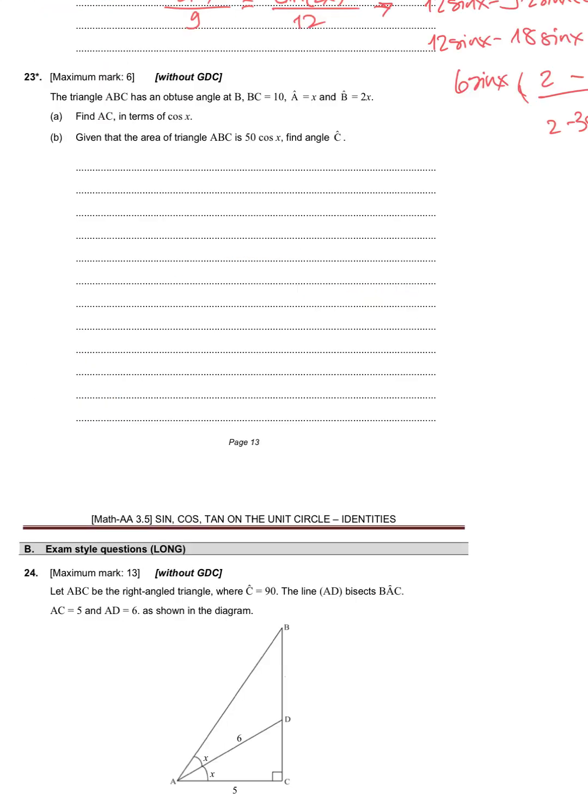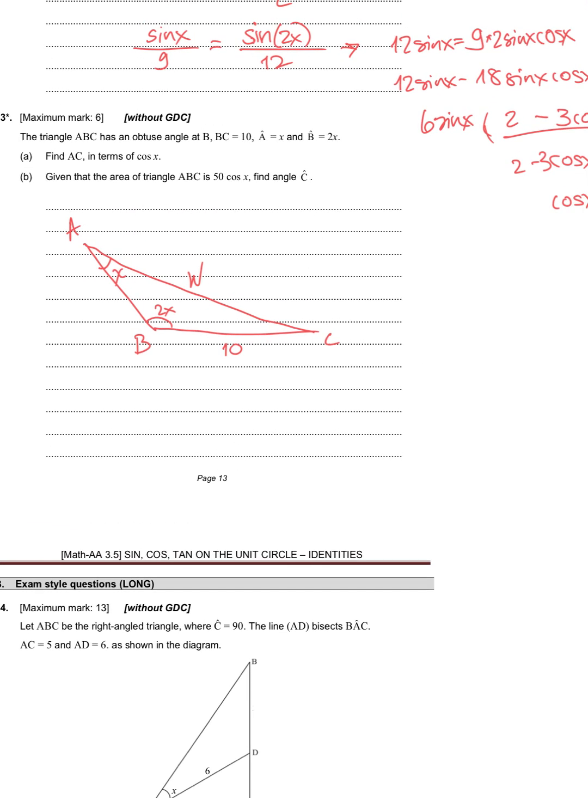The triangle ABC has an obtuse angle at B. So here's B. And we'll say BC is 10. Angle A here is x. And B is 2x. Find AC in terms of cosine x.